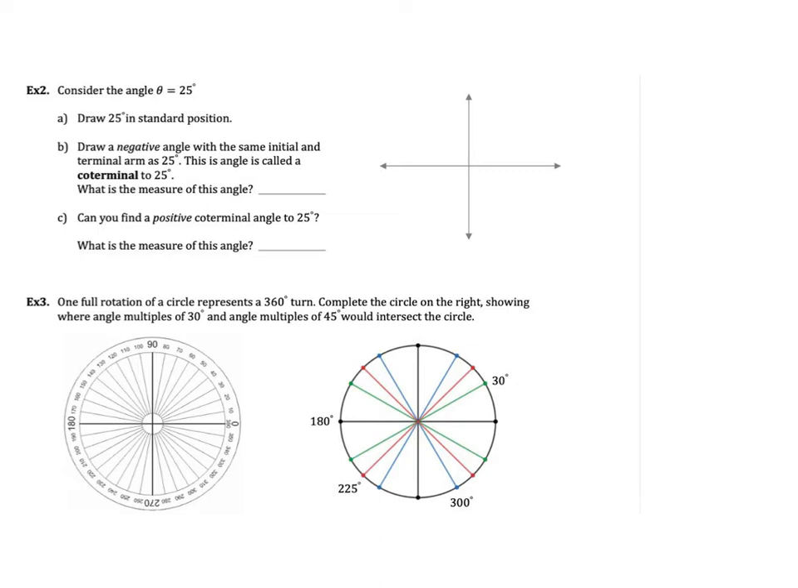All right, so let's look at example 2. You could pause and try this one on your own. It says consider the angle theta equals 25 degrees. This is the Greek symbol known as theta, which is 25 degrees. It says draw the 25-degree angle in standard position, and then draw a negative angle with the same initial and terminal arm as 25 degrees. And so just try that. First, maybe sketch the 25-degree angle in standard position.